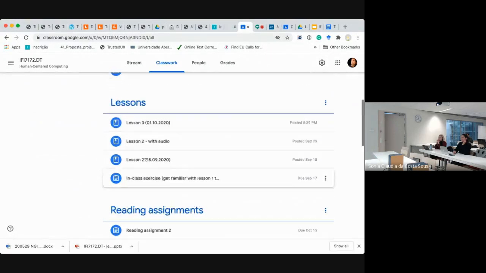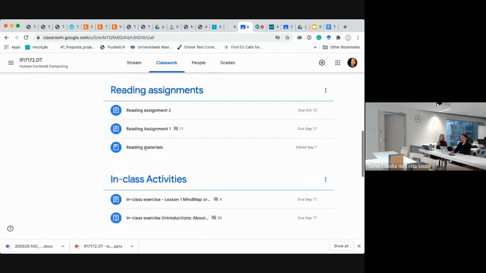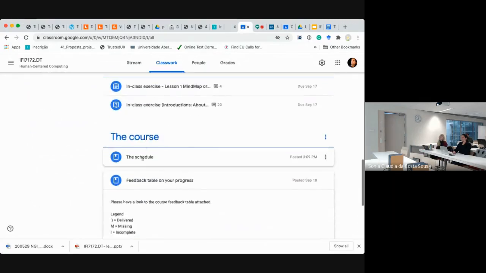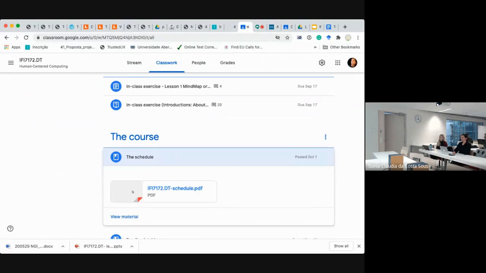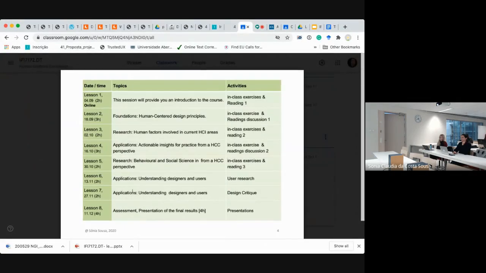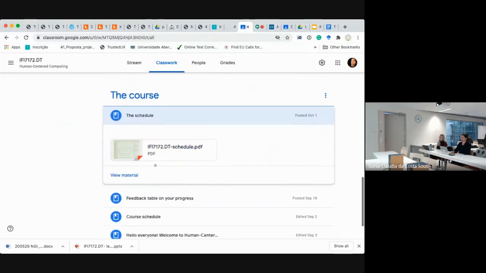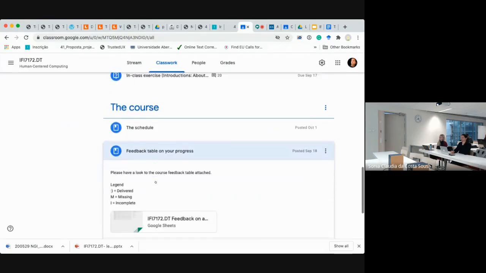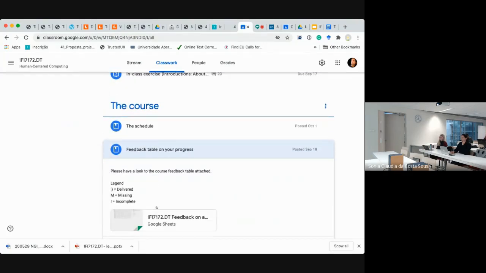So I had to make it more clear, I had here in the course the schedule. So if you see here, there is a PDF where I explain what you need to do throughout the lessons and in between the lessons. Another thing that I had here was the feedback table. This is important. So basically, I want to see lots of smiles. If I see lots of smiles, then I'm happy and you are happy as well.